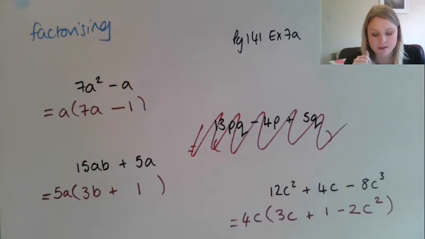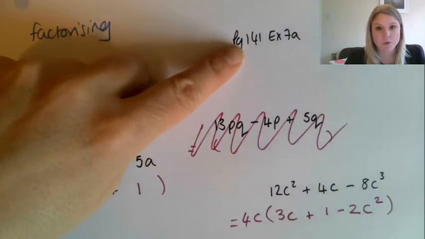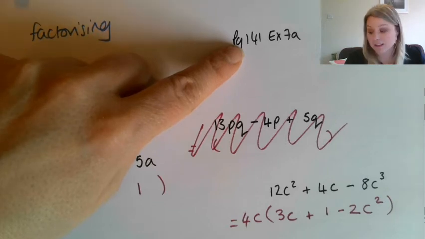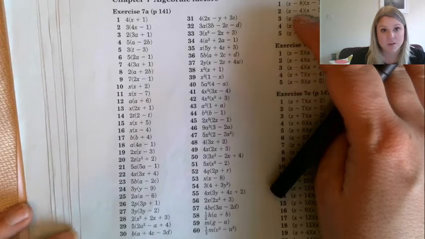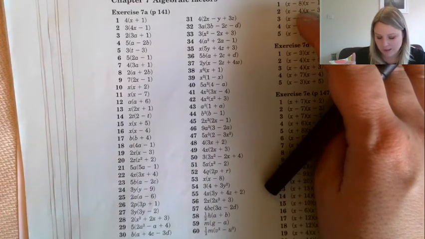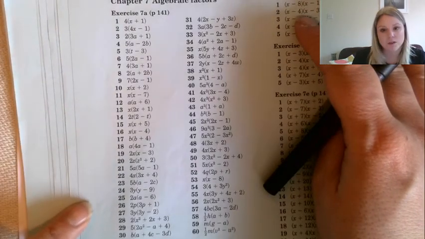Okay, so if you're practicing some of those, page 141, exercise 7a. Right, there's a crazy number of questions in that exercise, so obviously you're not doing these all. Pick and choose, but check your answers off against this.